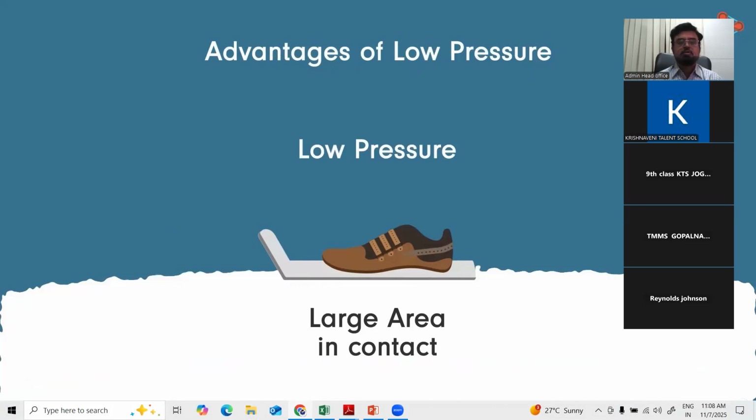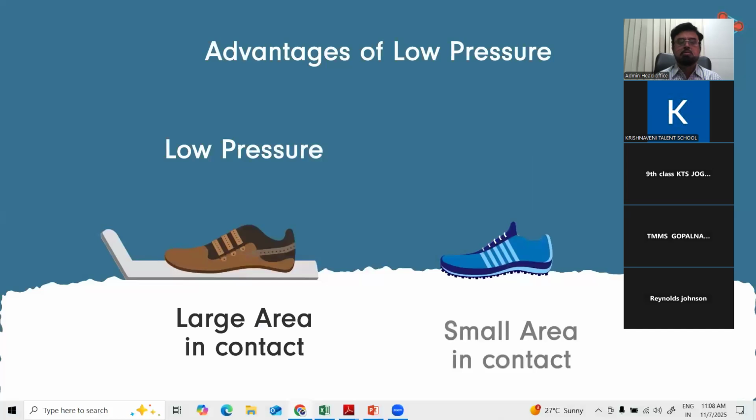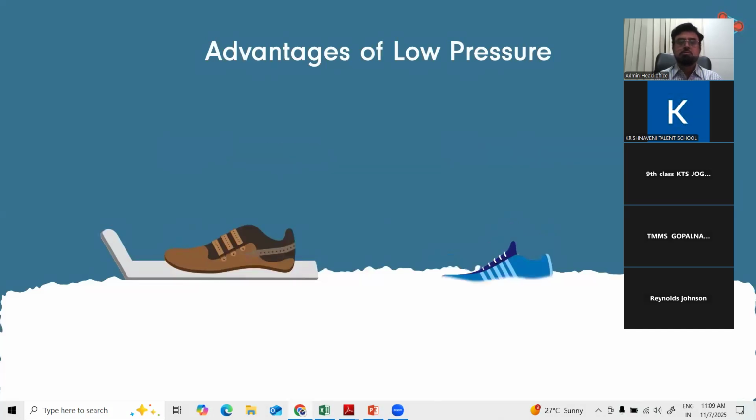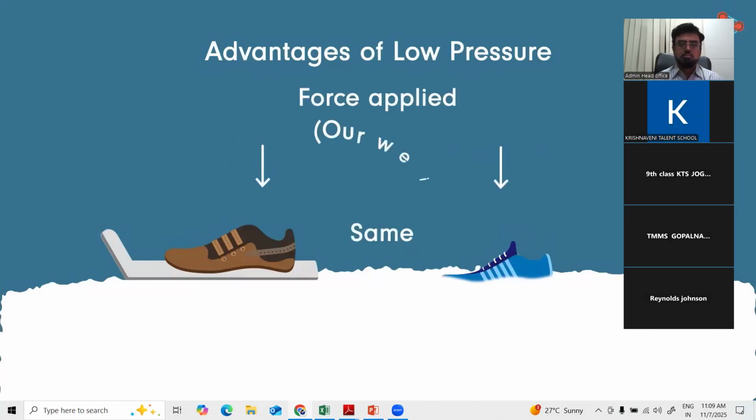In the case of normal shoes, due to the comparatively smaller area of contact, the pressure on the snow is more and it sinks our feet deep inside. Note that the force applied on the snow in both cases is the same. This force is nothing but our weight on the snow.